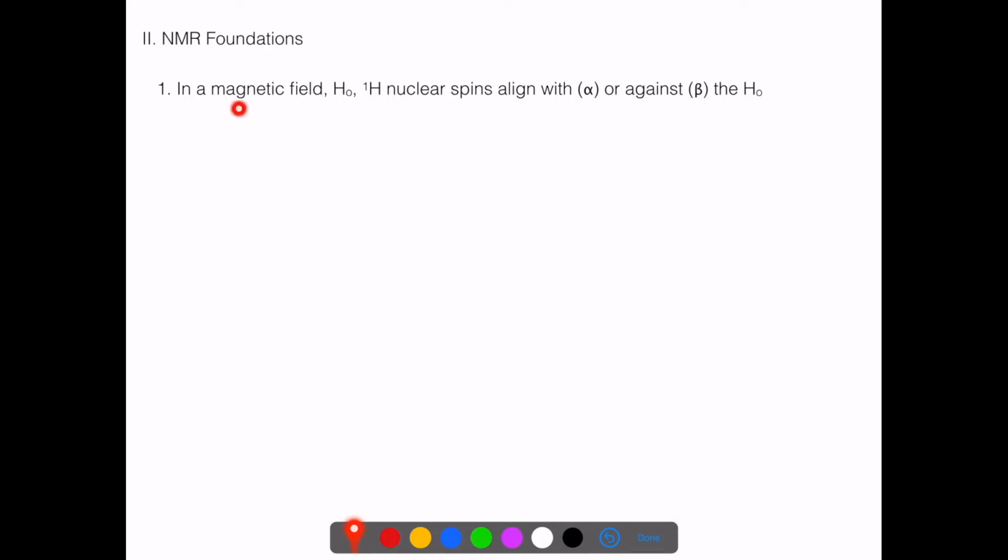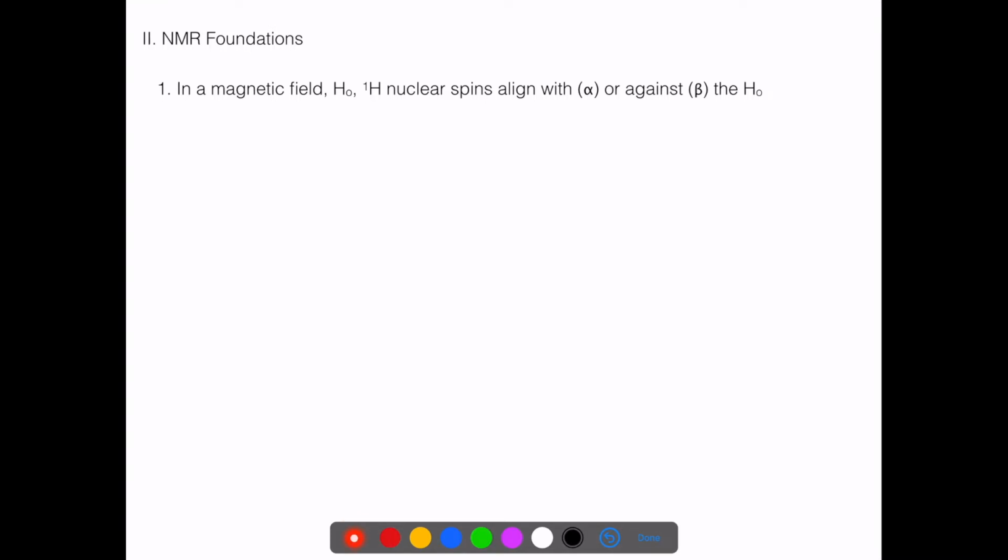So in a magnetic field, and we call that magnetic field H0, hydrogen-1 NMR, their spins align either with, which we call alpha, or against that field. So they line up with it. Again, they're in a magnetic field, so we basically put a sample inside of a magnet, and because they're in a magnet, the hydrogen spins are going to align either with or against the magnet. And so that's important.